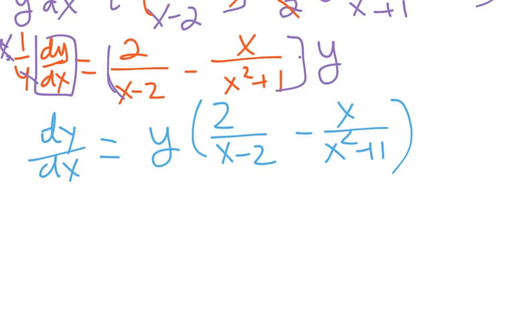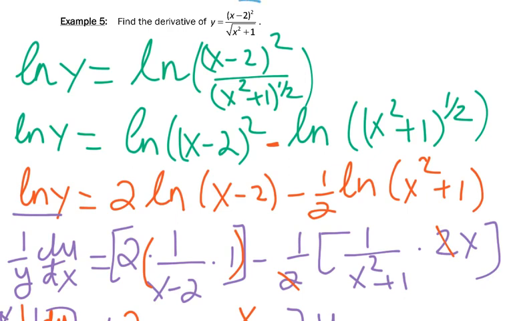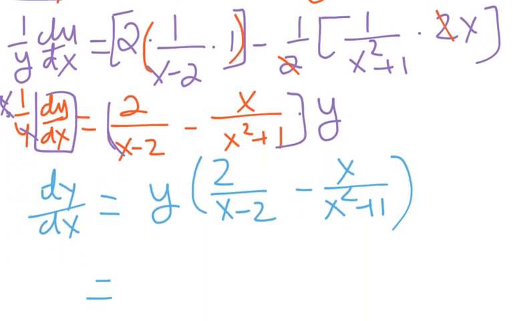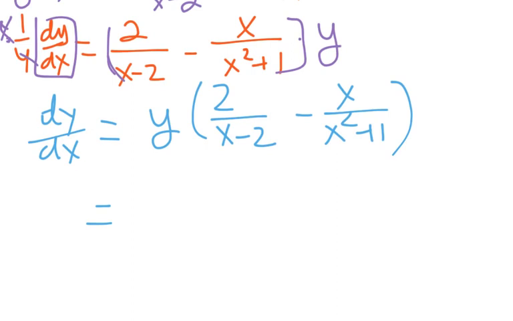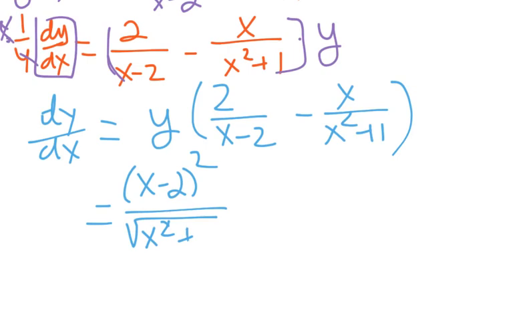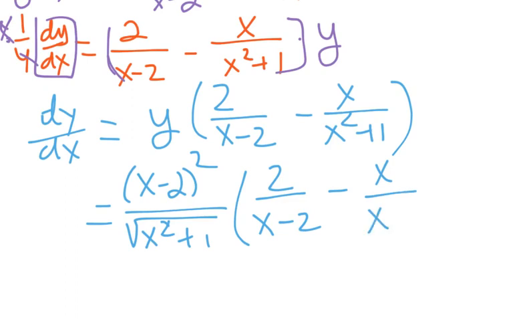But the problem is we cannot leave the two variables in the same function, so I need to replace the y, which is not so difficult. It sounds complicated, but it's not. We go back to our original function. If you look over here, we have y is equal to x minus 2 to the second power over the square root of x squared plus 1. So instead of y, I'm going to replace it with the original function, which is x minus 2 squared over the square root of x squared plus 1, times 2 over x minus 2 minus x over x squared plus 1.